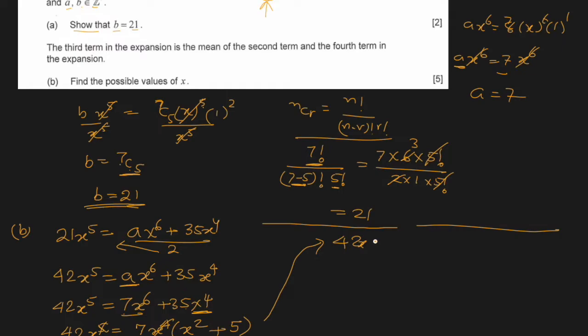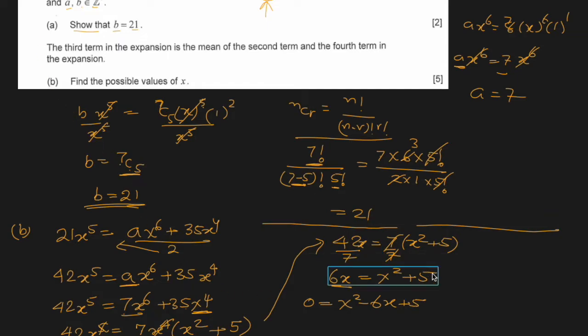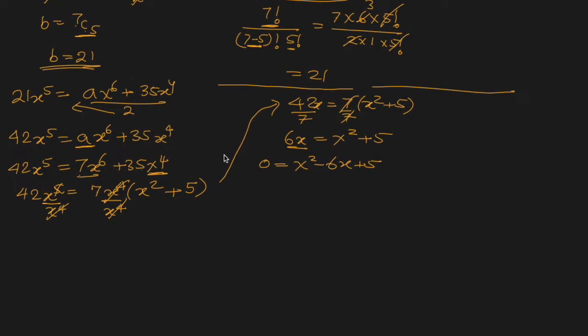So it is now 42x equal to 7 times x squared plus 5. Again we can get rid of 7. So 7 cancels here, and 42 divided by 7 is 6. 6x equal to x squared plus 5. And now let's bring this 6x to the right side. So we get 0 equal to x squared minus 6x plus 5. This is a simple quadratic equation for us which we have to solve.